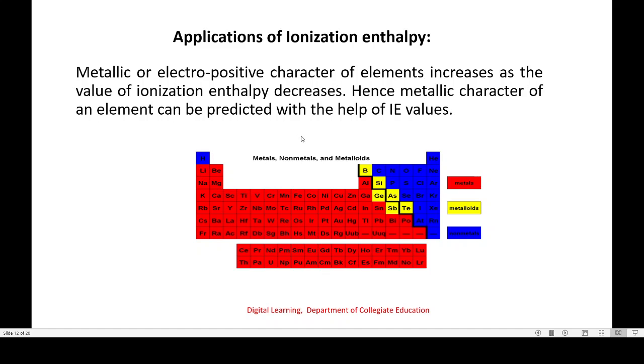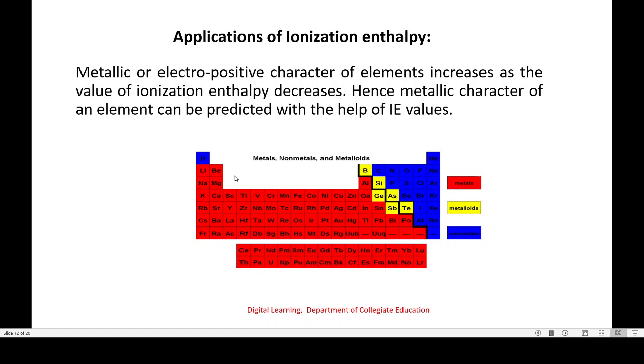Coming to the applications of the ionization enthalpy. The first application is to explain the trend from the metallic to the non-metallic character of elements from left to right in a period. Metallic or electropositive character of an element increases as the value of the ionization enthalpy decreases. Hence, the metallic character of an element can be predicted with the help of ionization values.